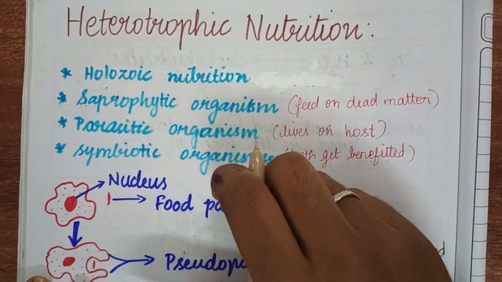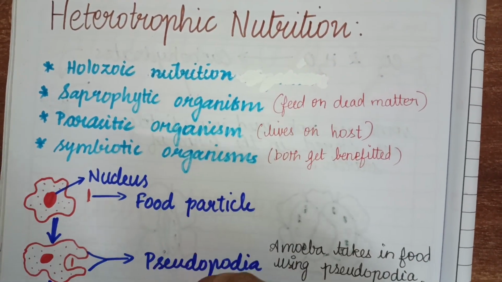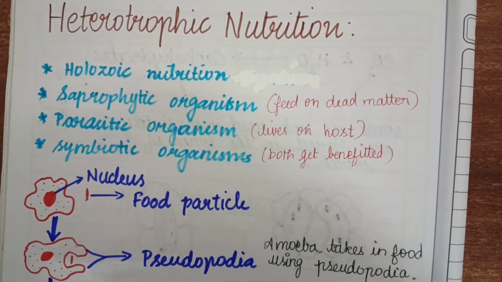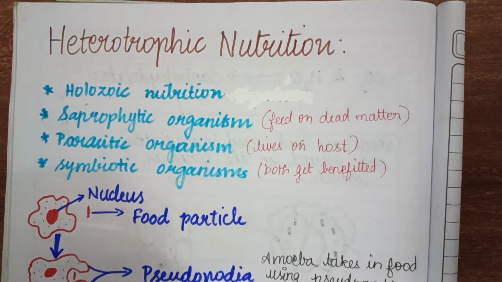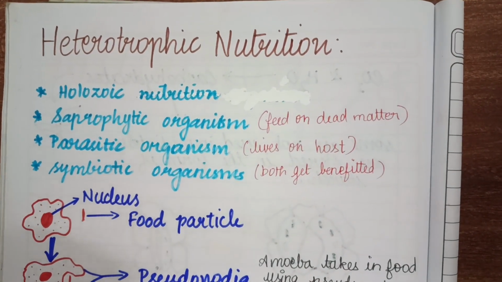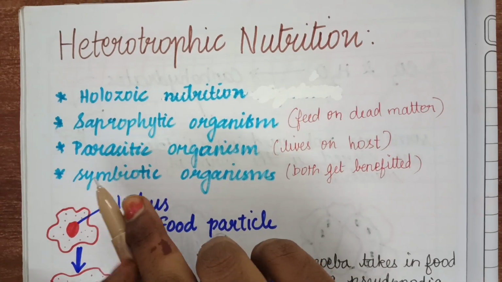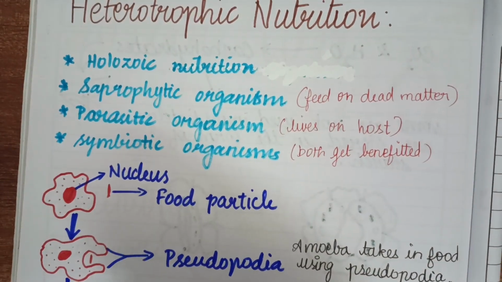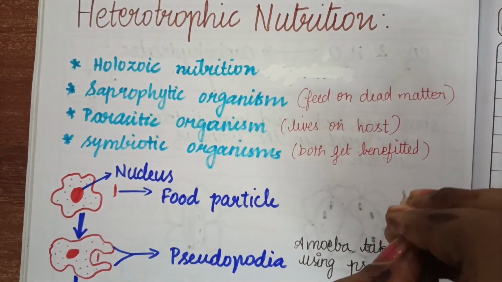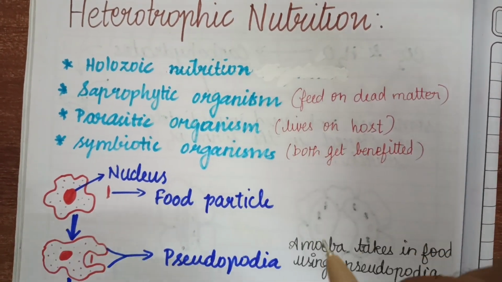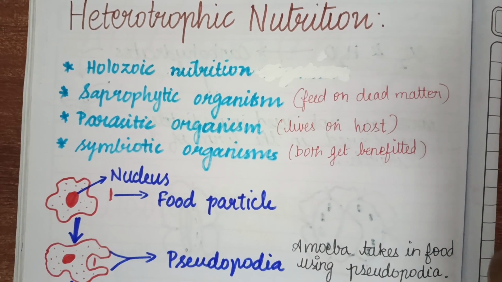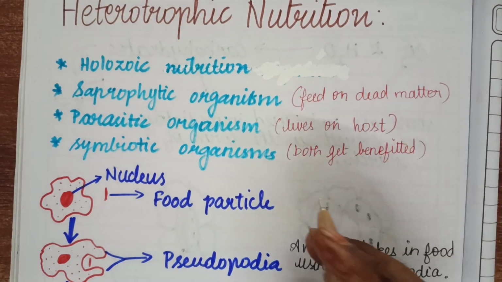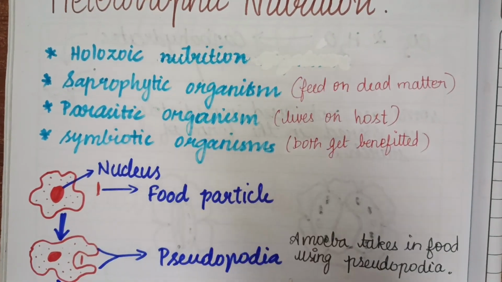Whereas saprophytic organisms feed on dead or decaying matter. Let's take mushroom. Mushrooms grow on dead or decayed matter. Mushroom is an example of saprophytic organisms. Parasitic organism. Let's take lice. Lice are present in our hair. It does not harm us much, but they still absorb nutrition from our blood. Therefore, they are parasitic organisms.